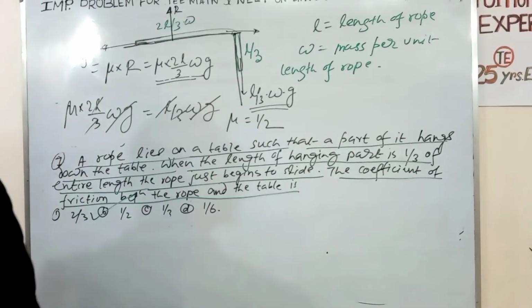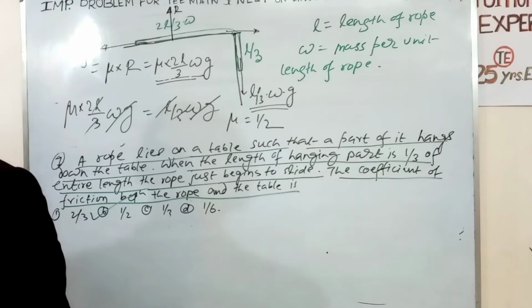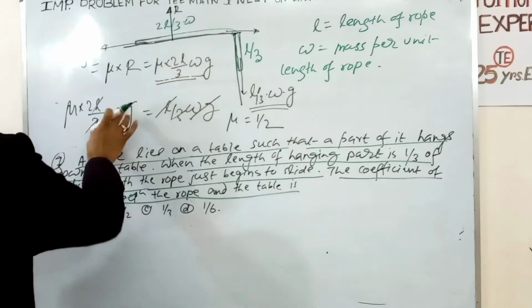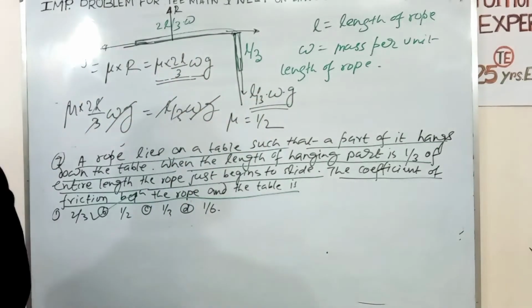L minus L by 3, that is 2L by 3, omega g. This friction balances the weight of the hanging body.